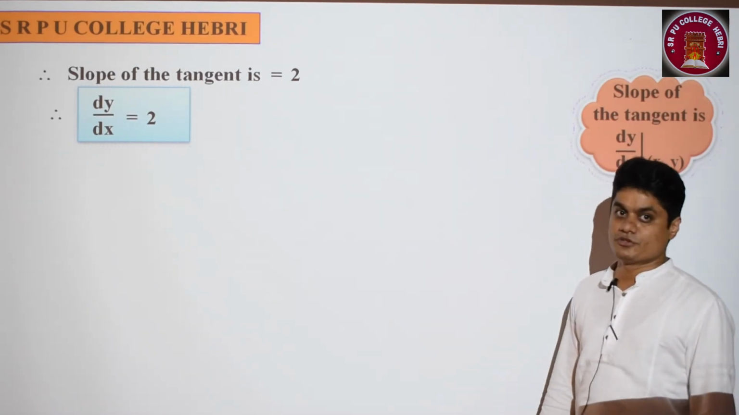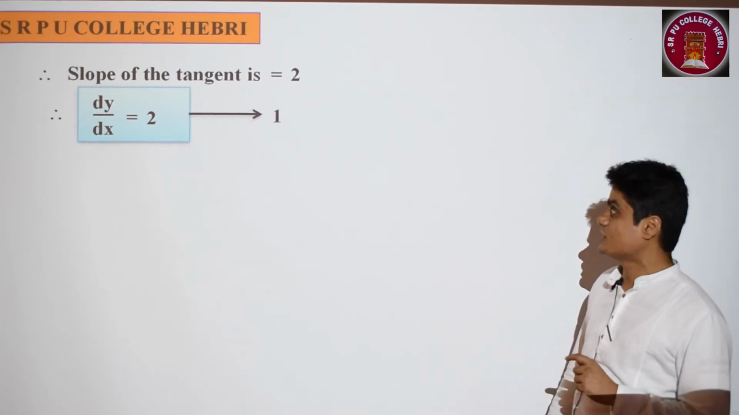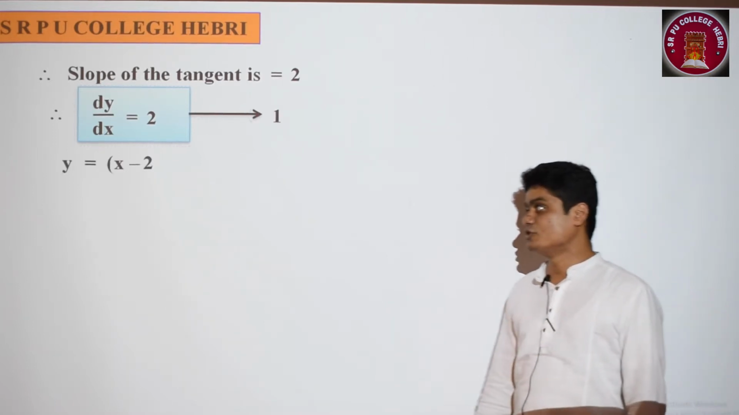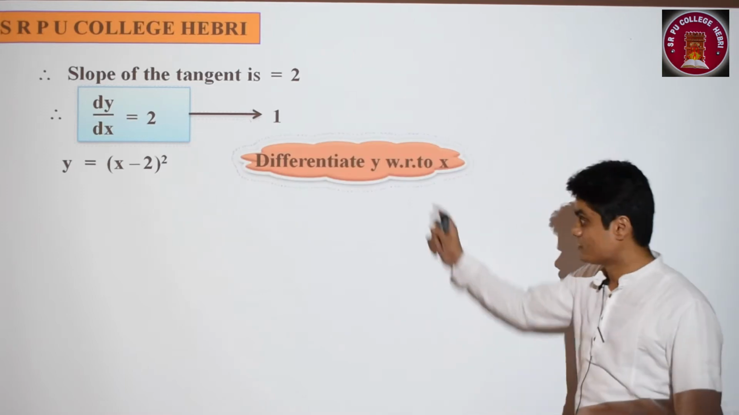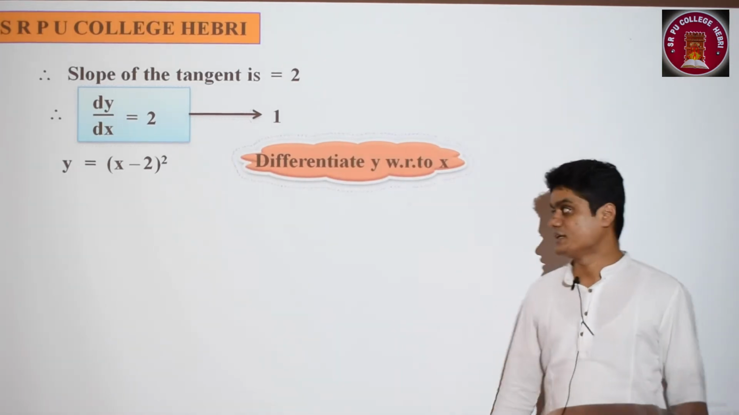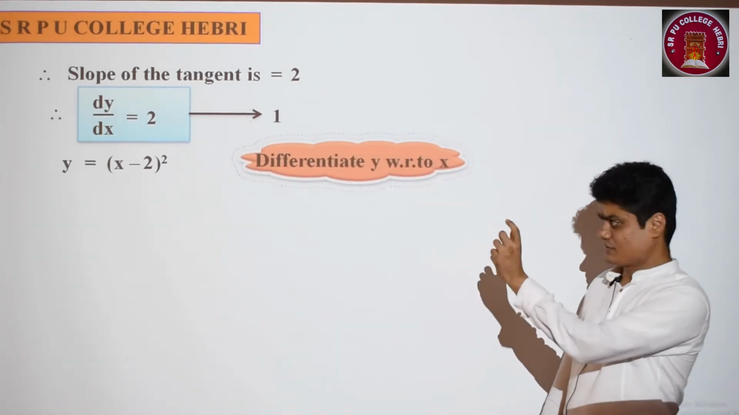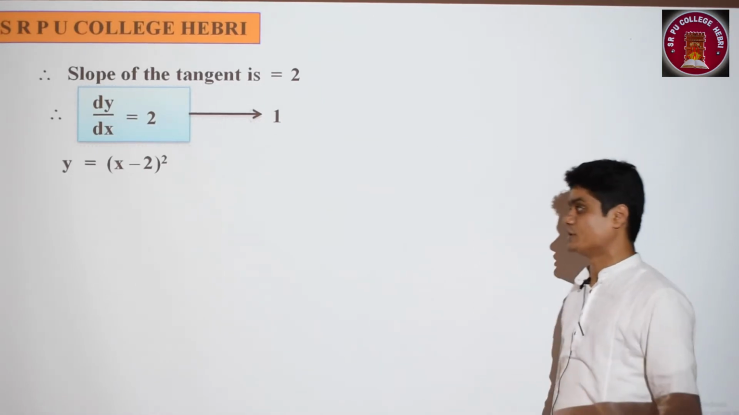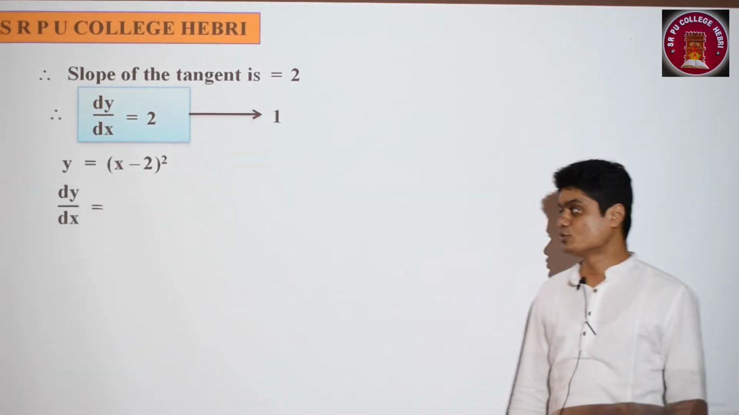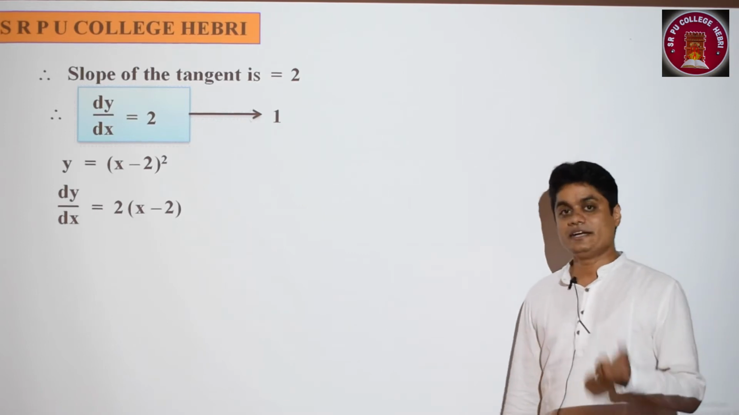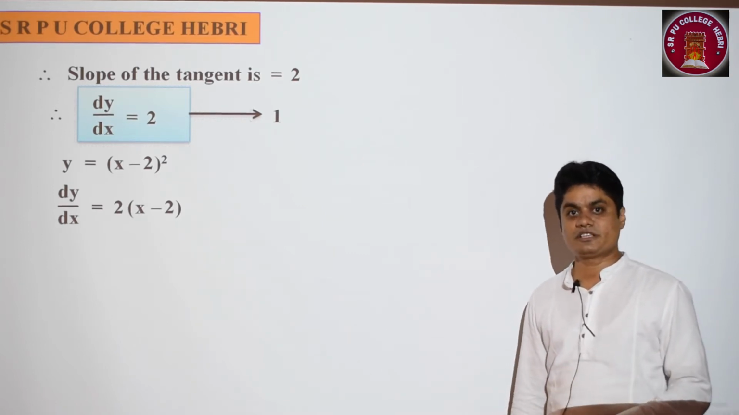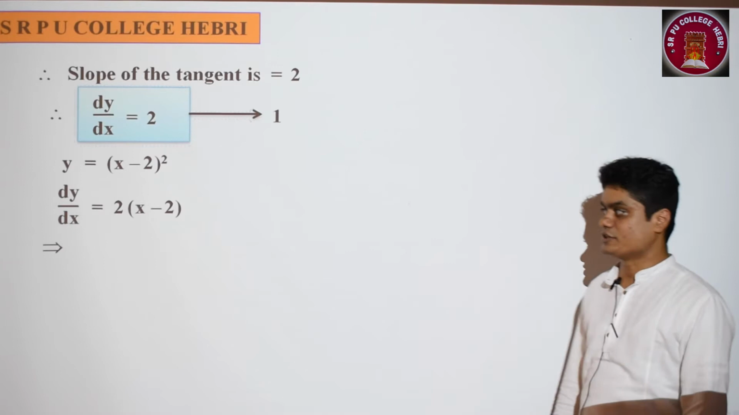So now what should we do? We should differentiate the curve. Which curve do we have to differentiate? y is equal to (x minus 2) whole square. We have to differentiate this with respect to x. Chain rule, right? It is of the form f(x) whole square. So what is the differentiation? 2 into (x minus 2) into the differentiation of (x minus 2). The differentiation of x minus 2 is 1, so nothing is there to multiply.